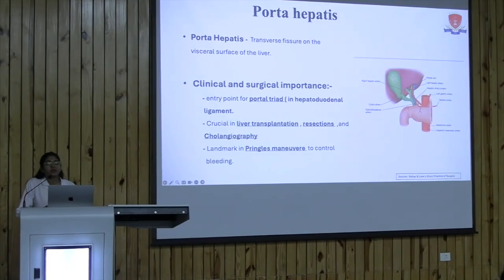Porta hepatis is a transverse fissure on the visceral surface of the liver. It is the entry point for portal triad, which contains 3 structures: branches of hepatic artery, portal vein and bile ductule. Knowledge of porta hepatis is very important in liver transplantation, resection and cholangiography. Liver forms the bile in hepatocyte cells and sends it to the gallbladder for concentration and storage.